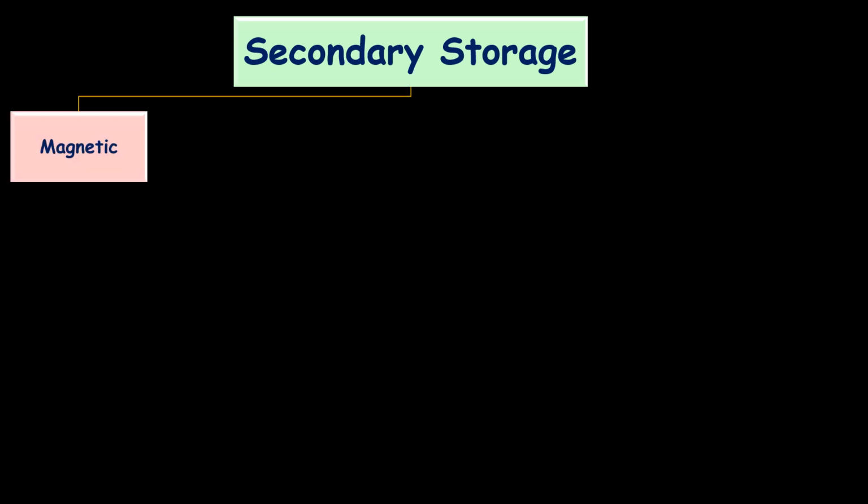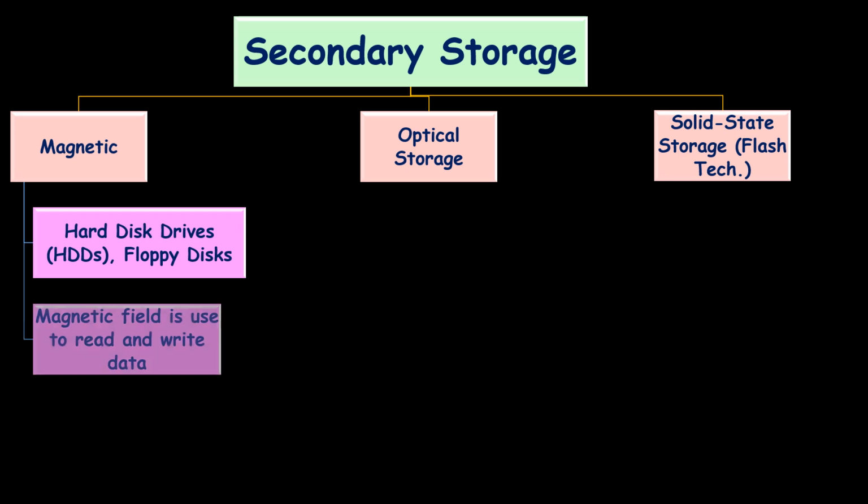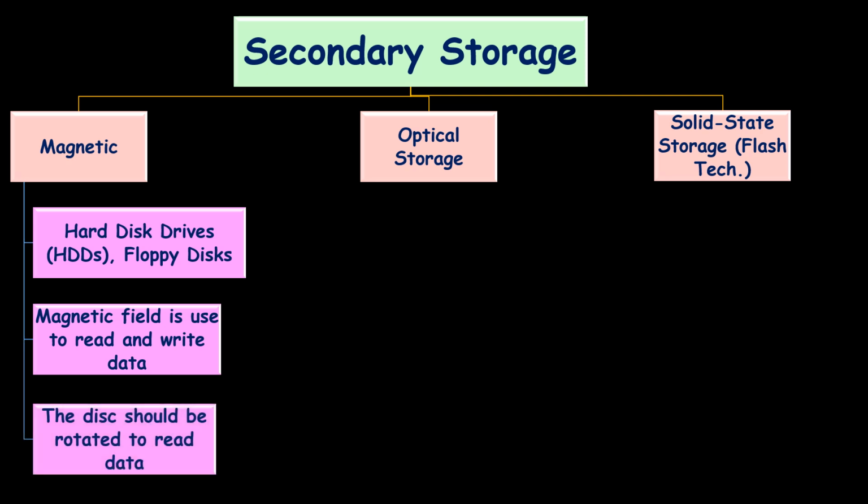Secondary storages. Secondary storage is where we store data for the long term. It's different from the main memory because it keeps data even when the computer is off. There are three main types: magnetic, optical, and solid state. Magnetic storage includes hard disk drives, floppy disks, and so on. They are affordable and offer large storage capacity, but they are slower. Also, the disk should be rotated to read data.